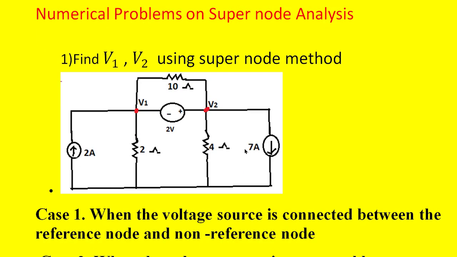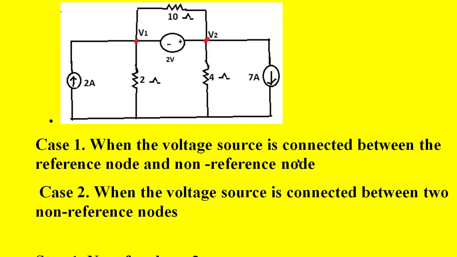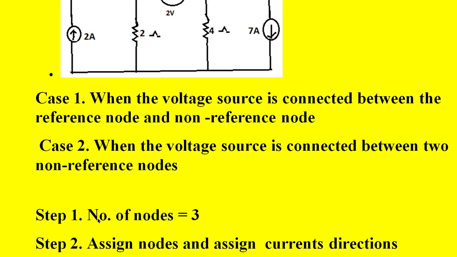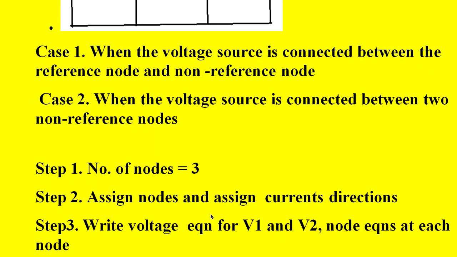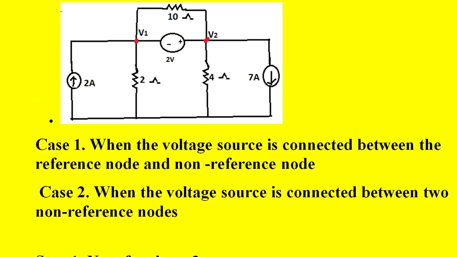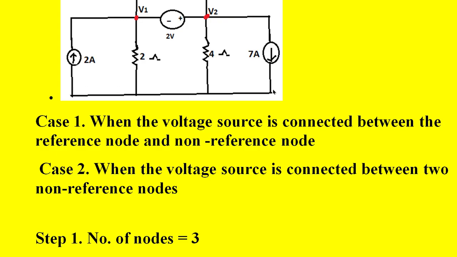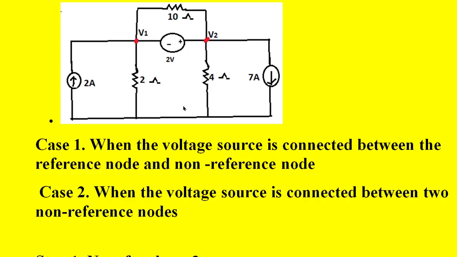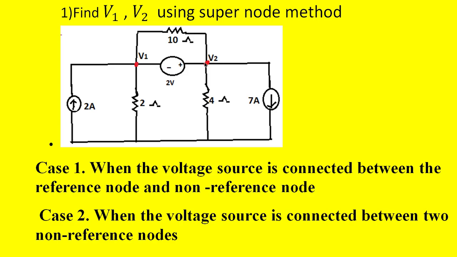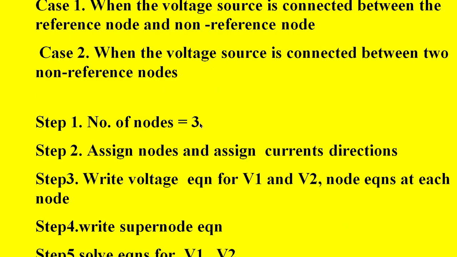To solve this supernode circuit, you cannot use the ordinary node method. We have to adopt a different method. Let us first write the steps. There are only a few steps involved in solving this problem. The first step is to identify the number of nodes. Here the return path is called the reference node, and this is one node, this is another node. Totally 3 nodes. So the number of nodes identified is 3.